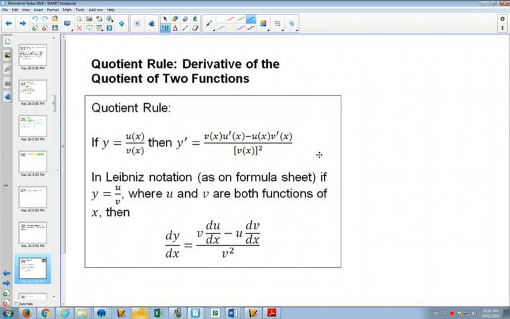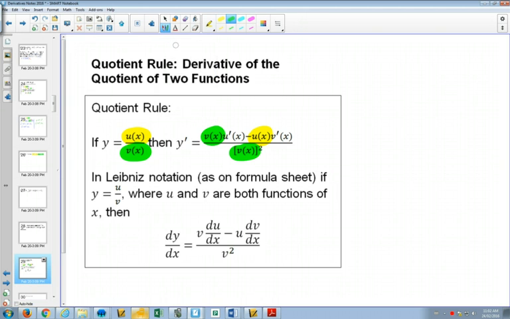So here's the quotient rule. What it says is if you have one function divided by another function, what's the derivative going to be? Well, you're going to keep your bottom one the same and multiply it by the derivative of the top one. Then you're going to keep your top one the same and multiply it by the derivative of the bottom one. And so it's very similar to the product rule that way, but now we're going to be subtracting instead of adding. And then finally, you're going to divide by the bottom one and then square it. That's in one notation.